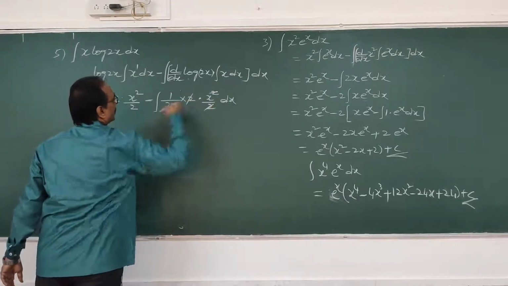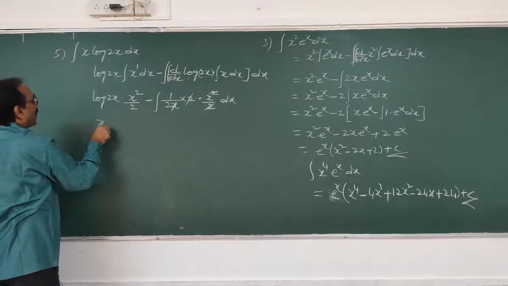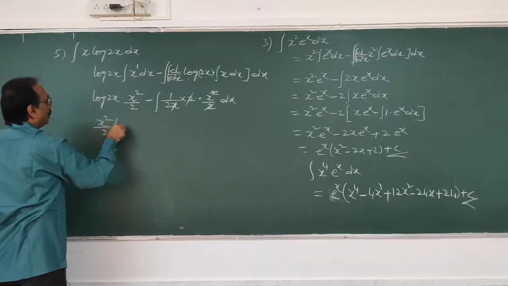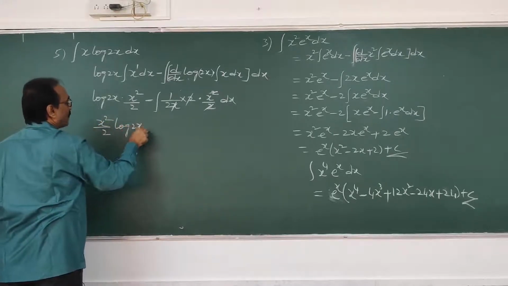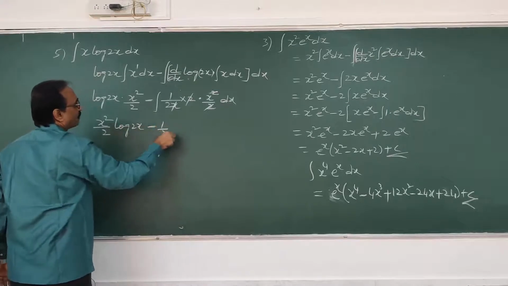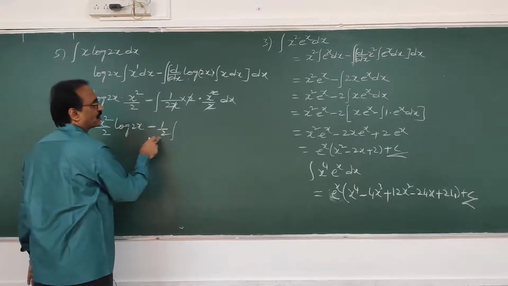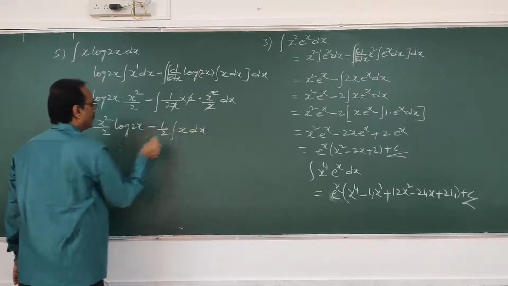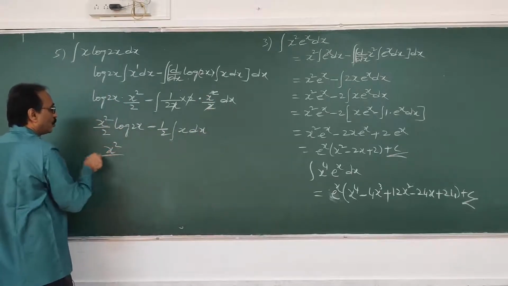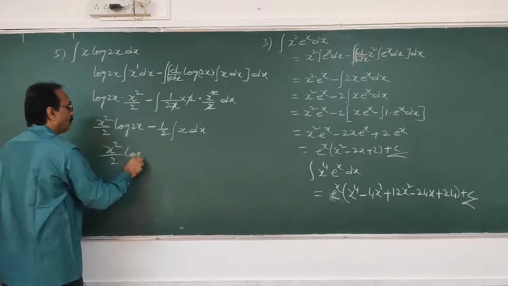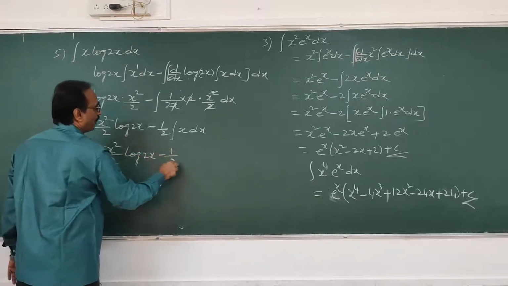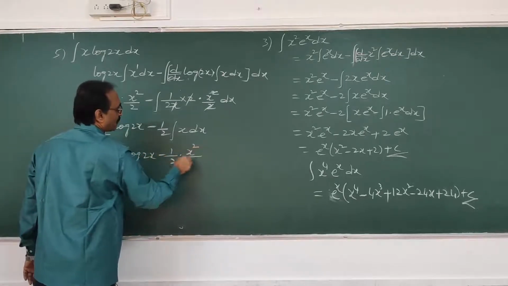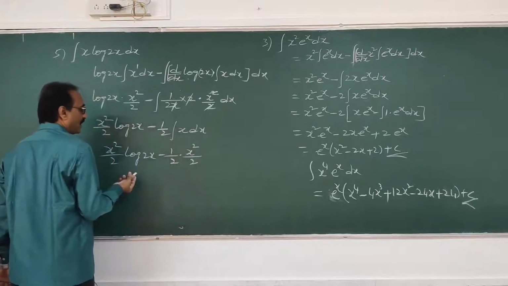So here x square cancels, so how much we will get now? x square by 2 log 2x minus 1 by 2, here 1 by 2 constant you took outside, then what is left over? x dx is left over, so x square by 2 log 2x minus 1 by 2 integral x means x square by 2, so therefore finally what we will get?